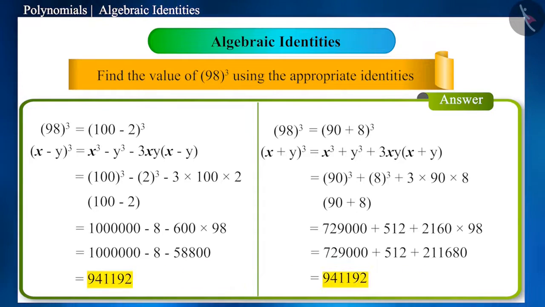Using both methods, we will get the same answer. The only difference is that using the number 100 makes it a little easier to multiply or square or cube.